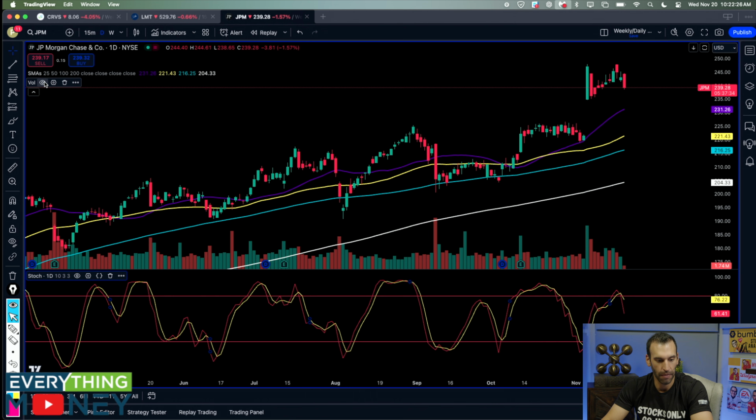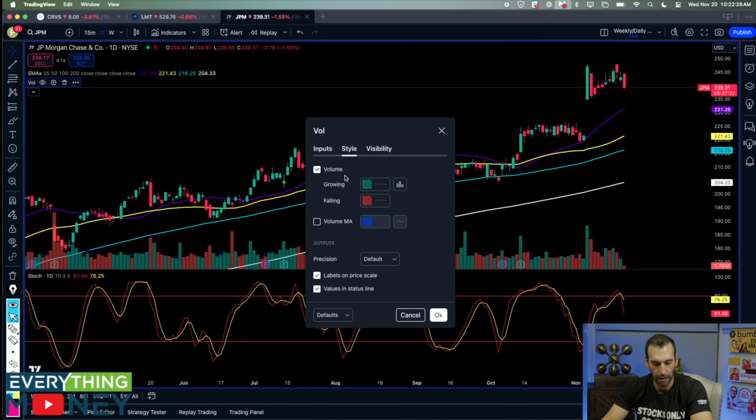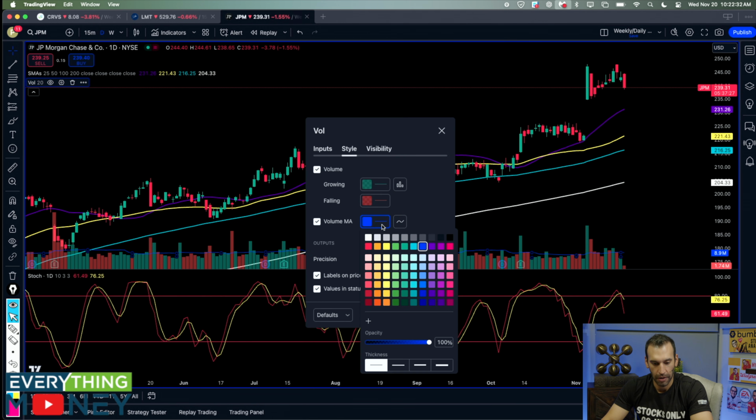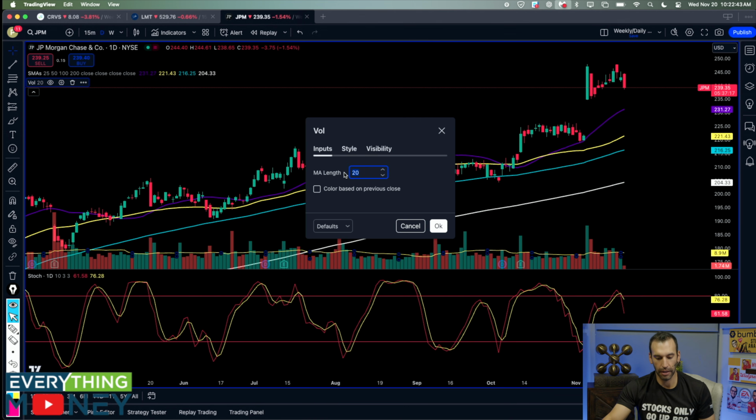So we're going to come up here to volume. We're going to click on our settings indicator. I like having the volume moving average up there. It tells me the average volume of the market, or that specific stock, over a 30-day period. So I like going here to inputs, and I like changing this to 30 days. Just kind of gives me a roundabout month.